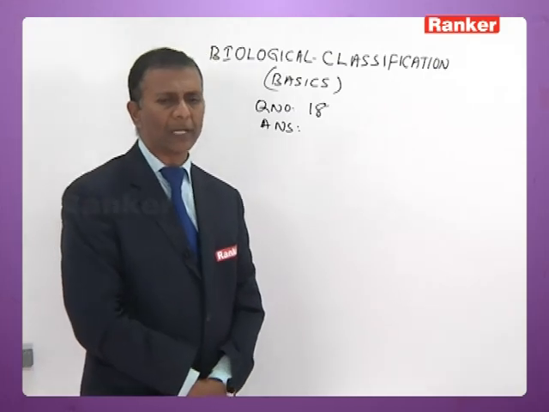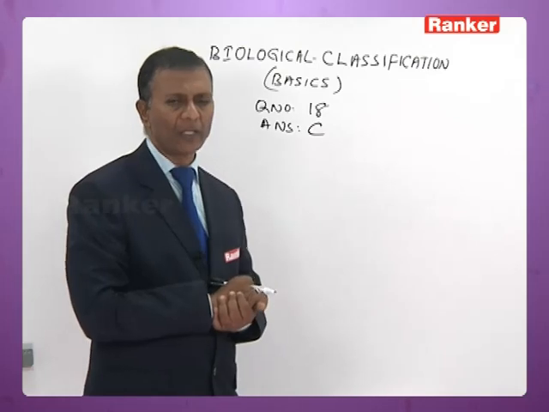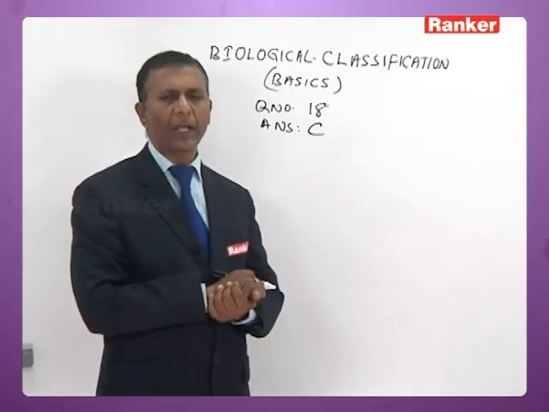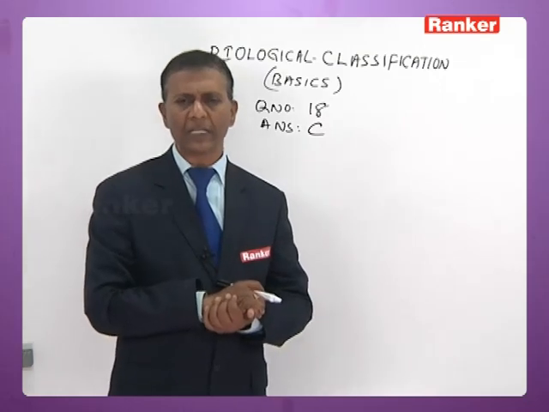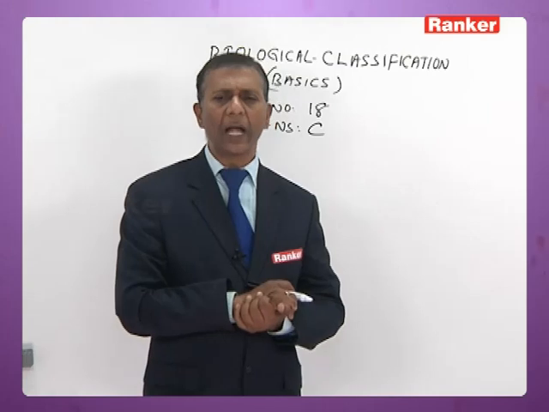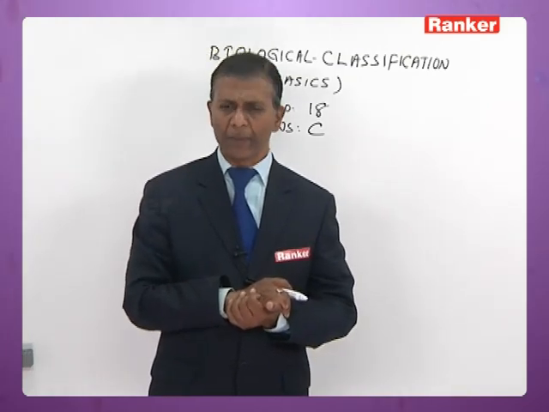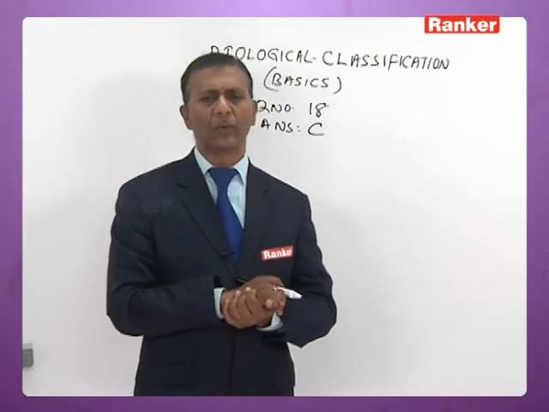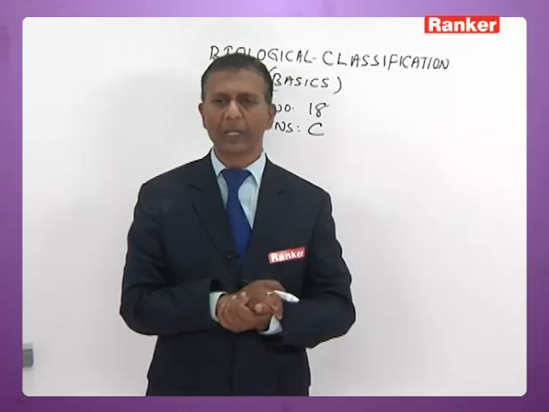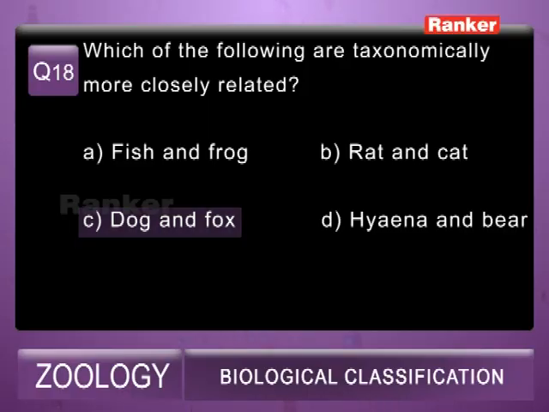So the correct option for 18th question is C. Dog and fox. Both of them belong to the same family Canidae. Remaining all: fish and frog, two different classes. Rat and cat, two different orders. Hyena and bear, the same order but two different families. So that's why among these, the more closely related you can say dog and fox because they belong to the same family. So 18th question, correct option is C.